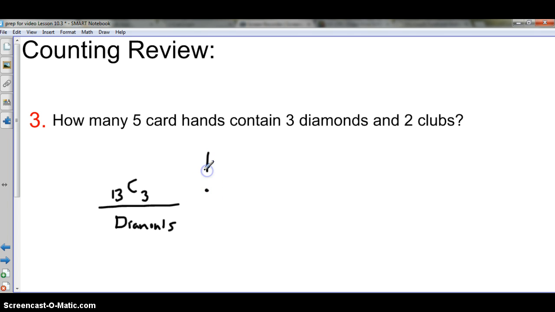When I return, we're going to talk a little bit about this word and. And always implies multiplication. Okay. So we're going to multiply, and then the ways to get the clubs. And it's really the same idea. There are 13 clubs, and you need to choose 2 of them. So we'll multiply 13 choose 3 times 13 choose 2.